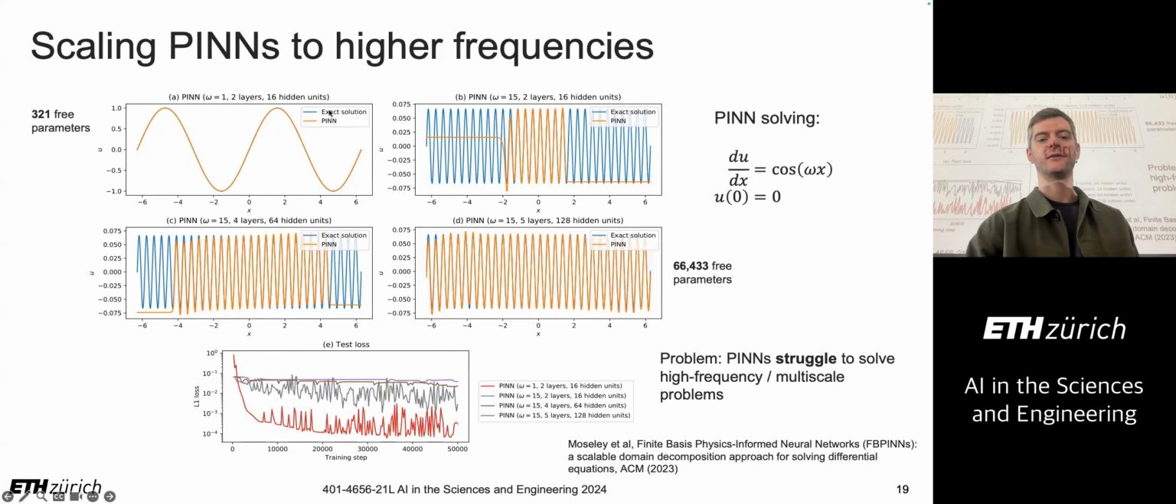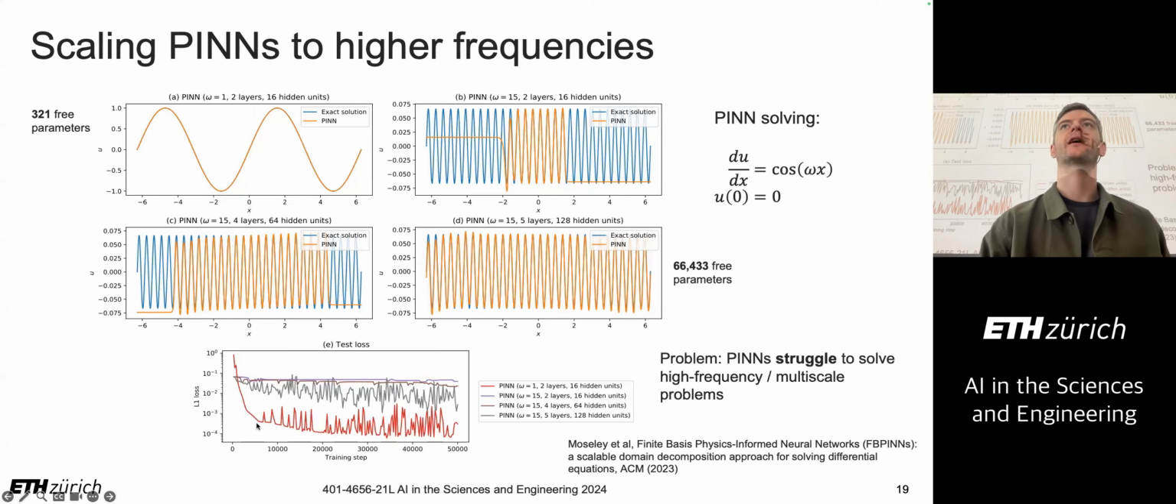So on the top left here is the easiest problem where the frequency is very low, a frequency of 1 here. And I can train this very rapidly and very accurately using a PINN. And the PINN only needs 2 layers and 16 hidden units. And so in total, that's around 300 parameters to fit this sine wave using a fully connected network. If you look at the loss curve for this, this is the test loss as a function of training step. It's this red line at the bottom here. So again, it converges within a few thousand gradient descent steps and stays at quite a low level.